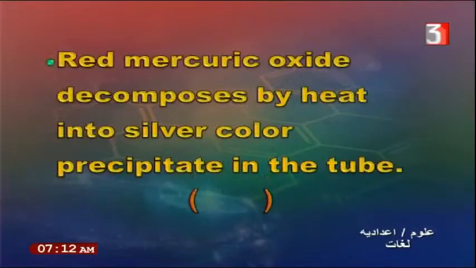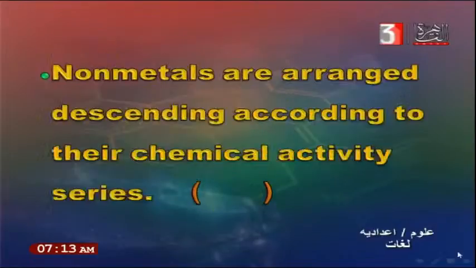Red mercury oxide is decomposed by heat into a silver color precipitate in the tube. Red mercury oxide is HgO, as we said, you can write the symbol of a compound. HgO will decompose by heat into Hg as mercury with silver color, so this statement is correct. Nonmetals are arranged descending according to their chemical activity series. This statement is wrong because metals are arranged descending according to their chemical activity series.